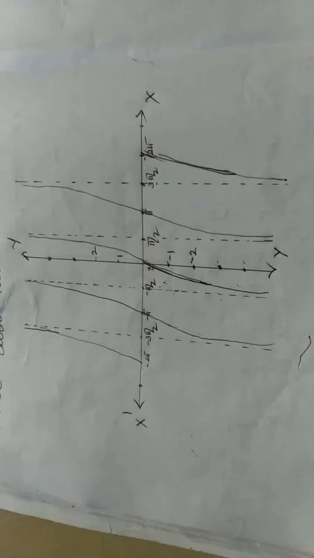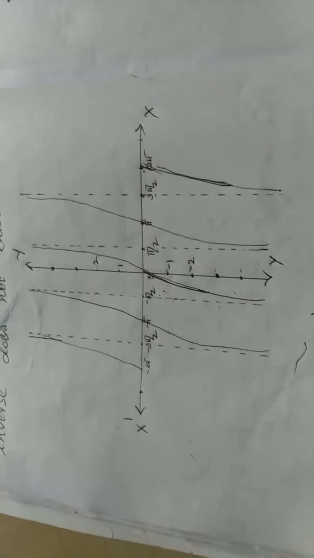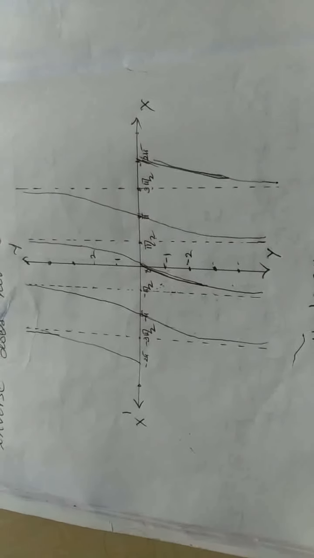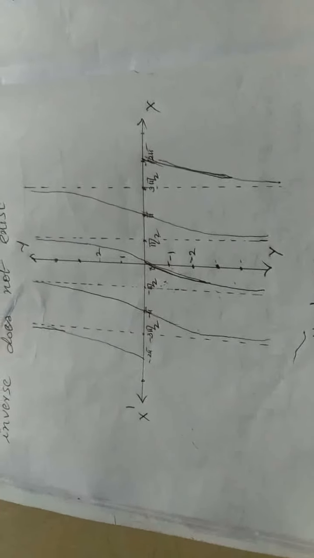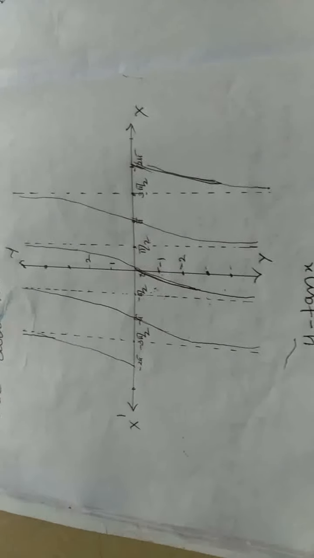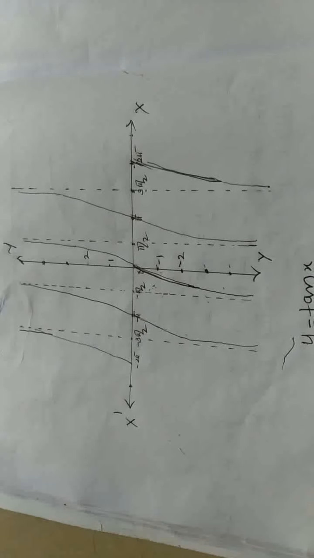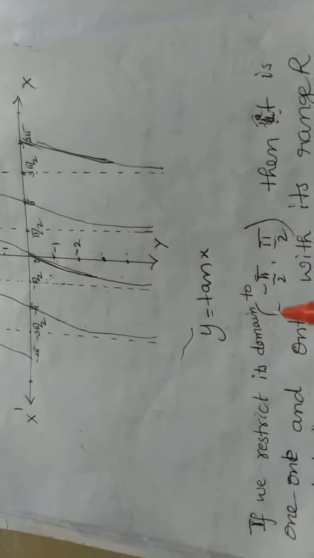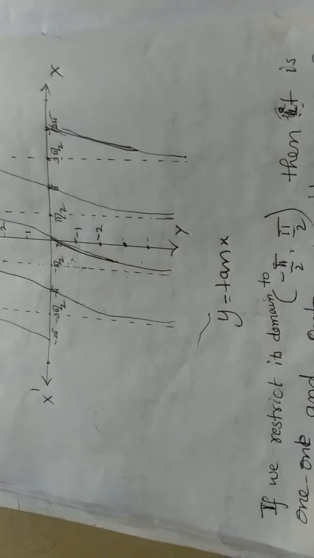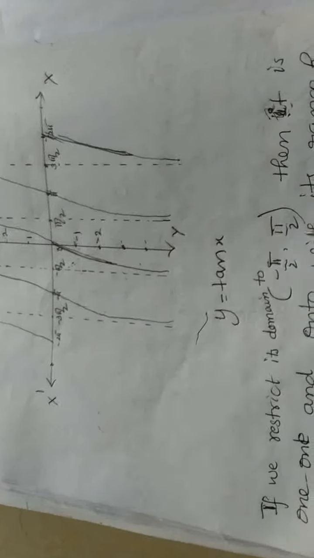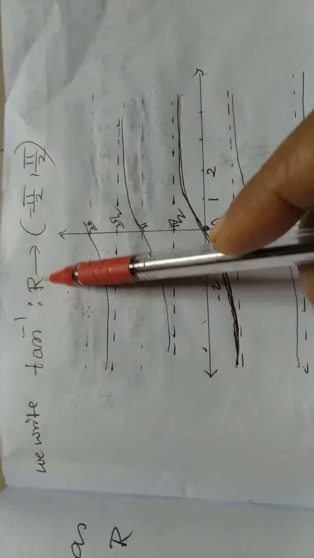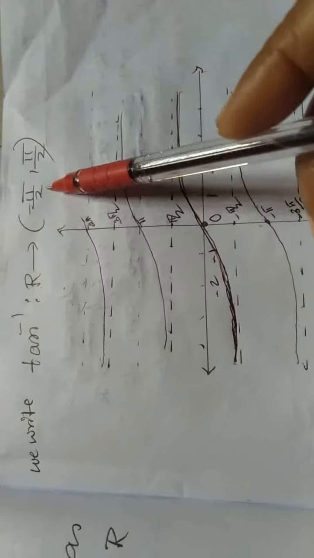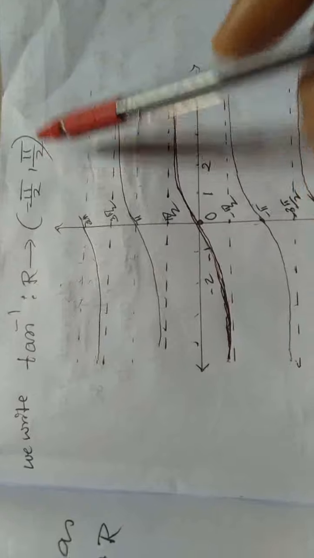When we refer to the function tan inverse, you should take its domain as R. You should take its domain as all real numbers. Domain all real numbers, and range is this open interval −π/2 to π/2. And we can write tan inverse function as tan inverse from R to the open interval −π/2 to +π/2. Okay.